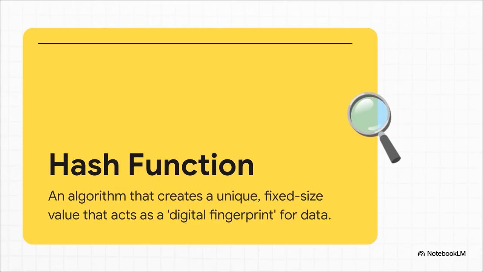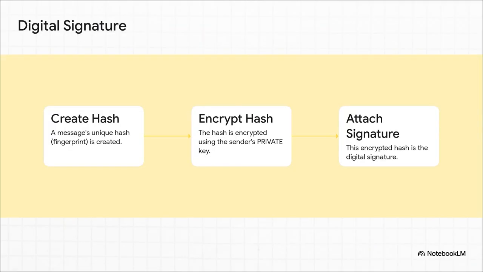Okay. To get how this works, we need to talk about something called a hash function. Just imagine it's a special machine. You can feed it anything, an email, a picture, a whole movie, and it spits out a short, unique code. This is its digital fingerprint. And the crucial part is, if you change just one tiny thing in the original file, like a single comma in that email, the entire fingerprint changes completely. It's that sensitive.